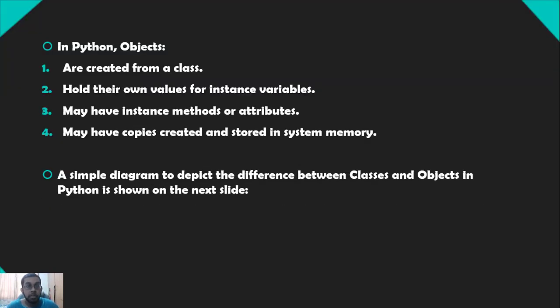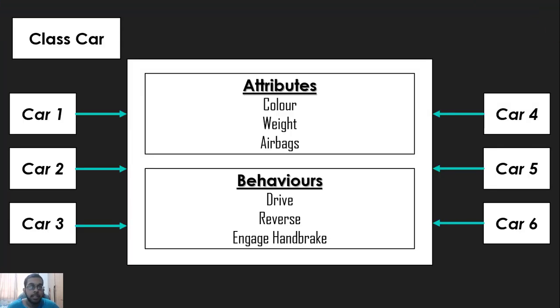In Python, objects, number one, are created from a class. Number two, hold their own values for instance variables. Number three, may have instance methods or attributes. Number four, may have copies created and stored in system memory. A simple diagram to depict the difference between classes and objects in Python is shown on the next slide. Class car. Attributes, behaviors. Car1, car2, car3, car4, car5, car6.